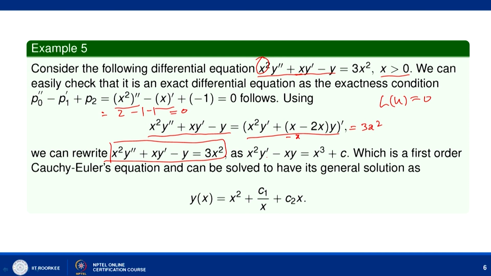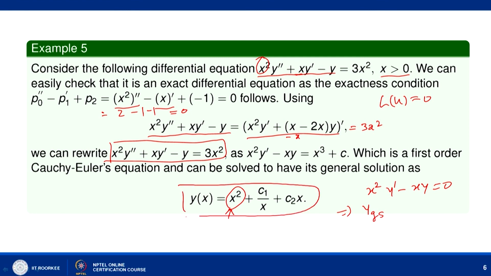Now we can say that this is a first order Cauchy-Euler equation, and we can solve it quite easily. First solve the homogeneous problem, that is x square y dash minus xy equal to 0, and find the general solution here. Once we have the general solution and a particular solution, which we can check is x square in this case, we can write the general solution as y of x equal to the particular solution, x square, plus the solution of the homogeneous part, that is c1 by x plus c2x. So the general solution is given by this.